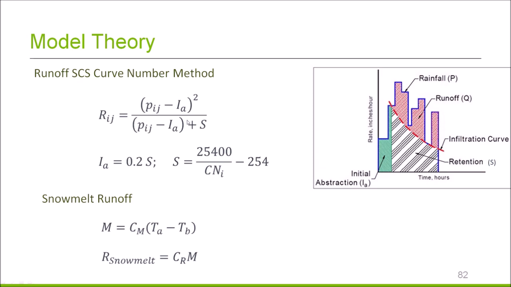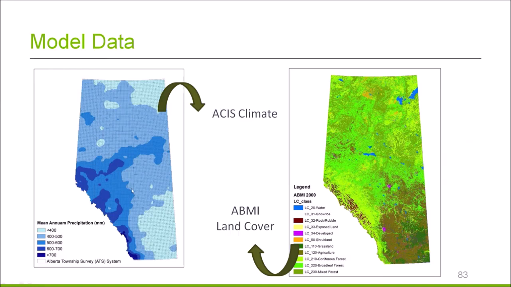Now, in order to estimate the runoff, we use the SCS Curve Number method. This is a very popular method developed by the United States Department of Agriculture. We also have a basic snowmelt runoff model. The model needs data in a gridded scale, so the model is developed in a township grid scale. So we needed climate data, soil data, and other information in a township grid.